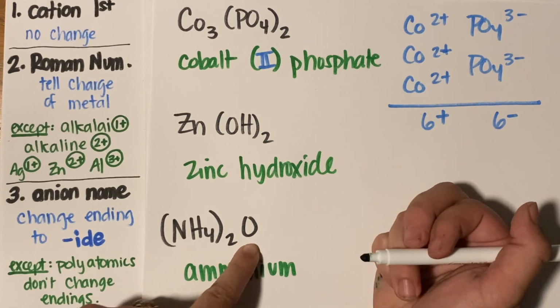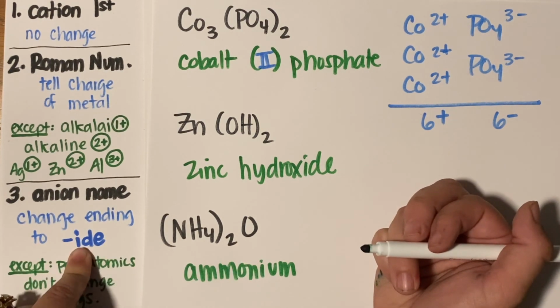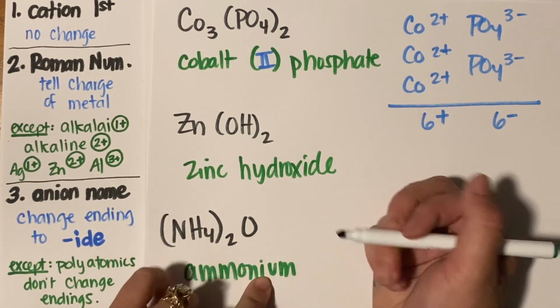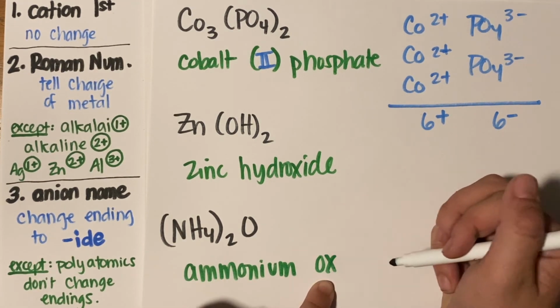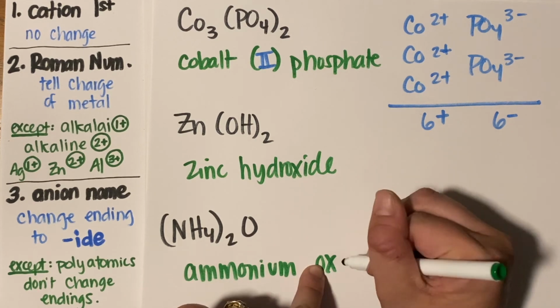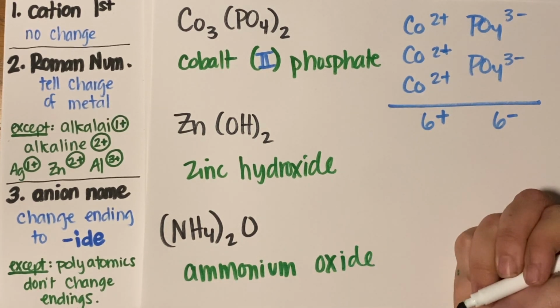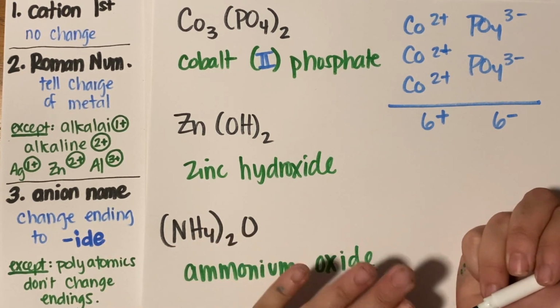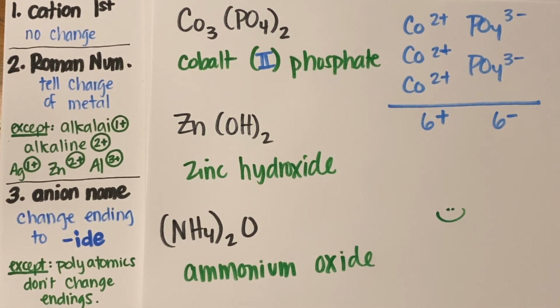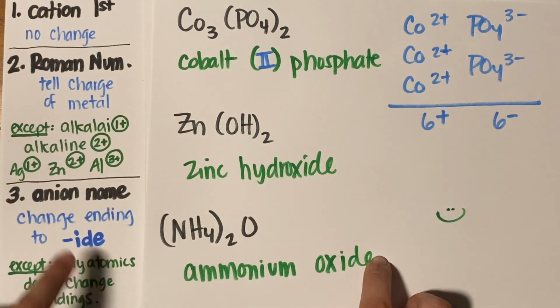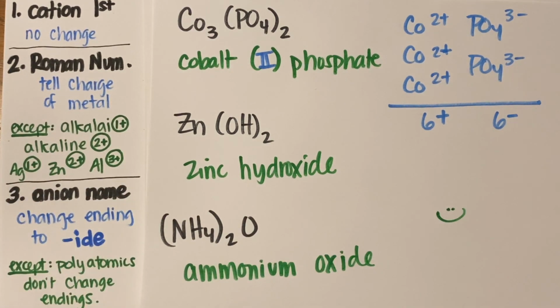And then O is going to change its last name to ide. So instead of oxygen, okay, I get a lot of oxygenides. Oxygen changes to oxide, okay? So this is just ammonium oxide. Not too terrible, hopefully. All right, 3 easy steps. You can do this. Good luck.